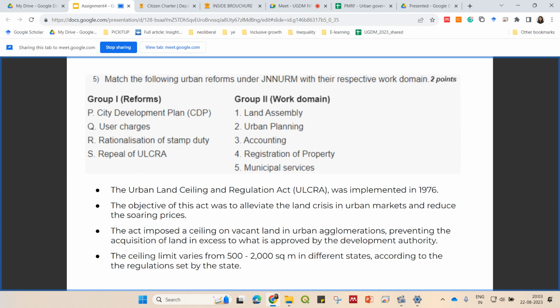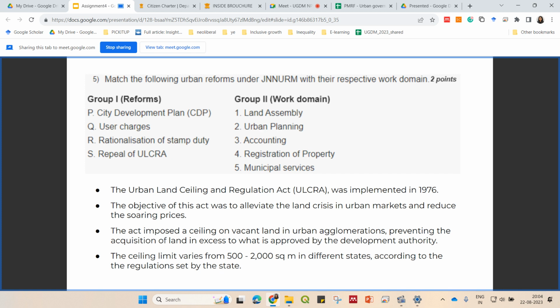Last is the repeal of the Urban Land Ceiling and Regulation Act. This act was implemented in 1976 and its objective was to alleviate the land crisis in urban markets and reduce the soaring prices of land. This act imposed a ceiling on vacant land in urban agglomerations, preventing the acquisition of land in excess by an individual, to what is approved by the development authority. The ceiling limit varies in different states, from 500 square kilometer to 2000 square kilometer, according to the regulation set by the particular state.